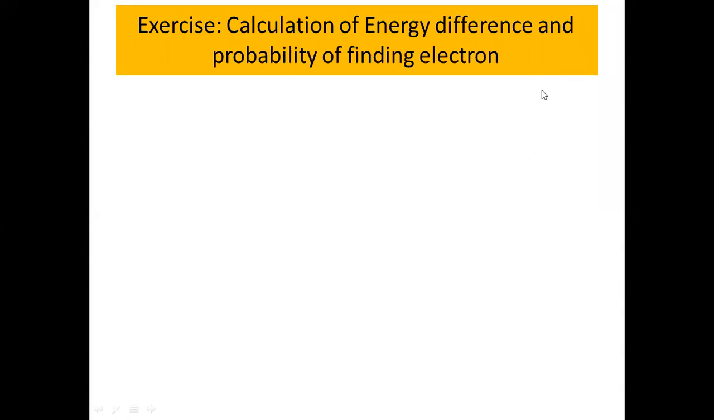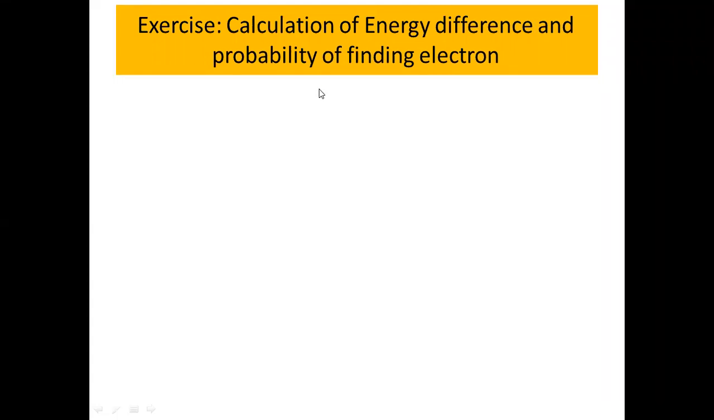So today's lecture objectives are to calculate the energy difference and the probability of finding the electron. In one of the two previous lectures, about the solution of the Schrodinger wave equation for the particle in a one-dimensional box, we have already derived the quantization of the energy, and an equation for the probability of finding the electron.